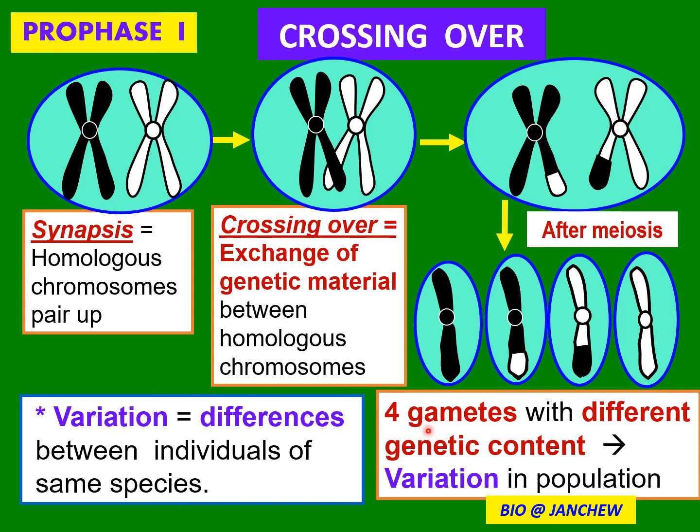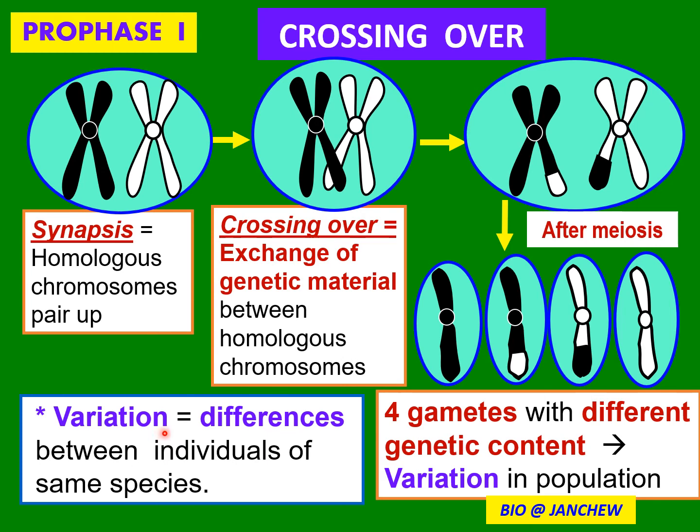Alright, so gametes produced will be genetically different, although they are produced from the same individual. And if these gametes undergo fertilization, they'll produce genetically different offspring. So this will cause variation in the population, in the species. Now, what is the importance of variation?